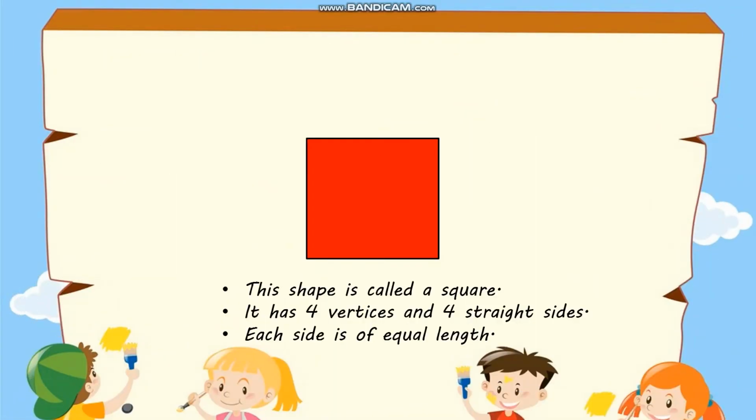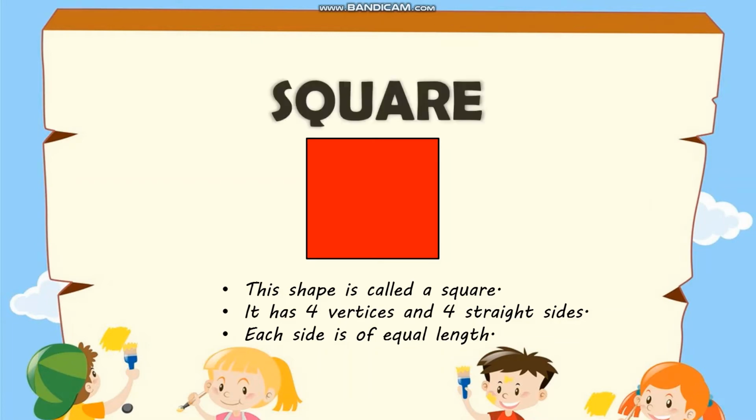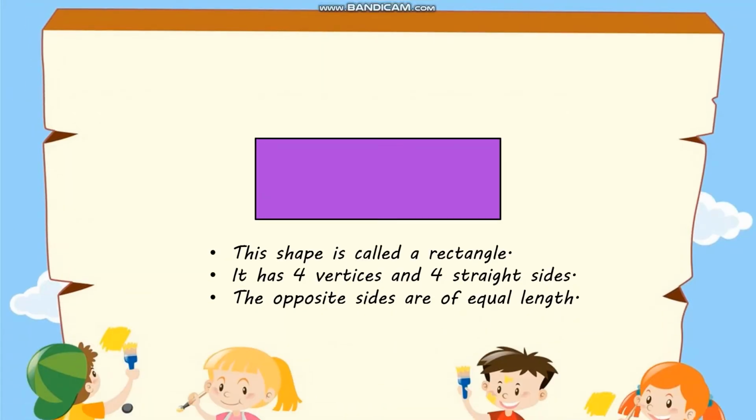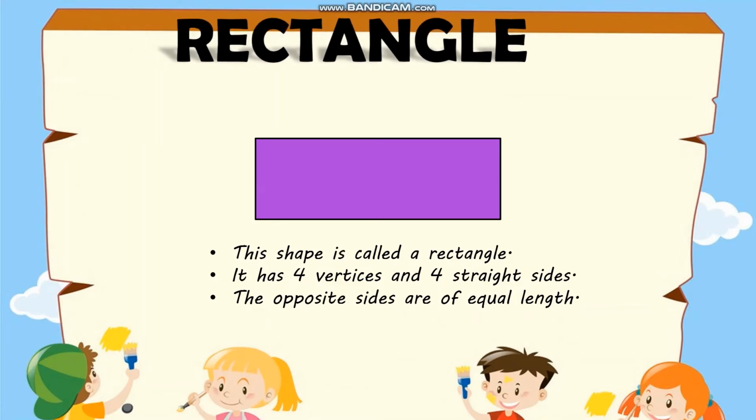Okay, so let's have a recap again of the different 2D shapes. A shape with 4 sides, 4 vertices, and each of the sides are of equal length is what we call square. A shape with 4 sides, 4 vertices, but 2 opposite sides are equal, we call that rectangle.